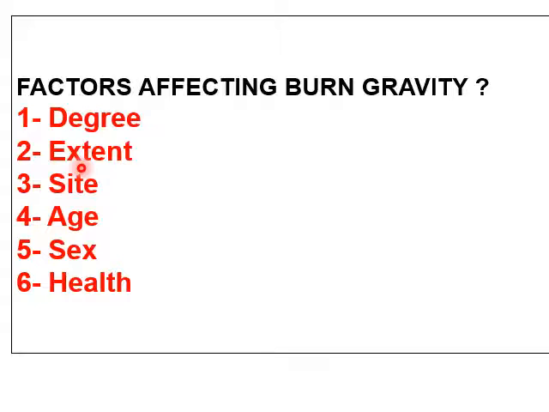The extent, we have mentioned it in the rule of 9s. While we are studying rule of 9s, we have mentioned that there are major, minor and moderate extent of burn. The site, you can put in your mind that if the site is in the head, for example, it is more dangerous than if the burn is in the periphery. The age, the extremes of age all of the time are so dangerous because they have low immunity.